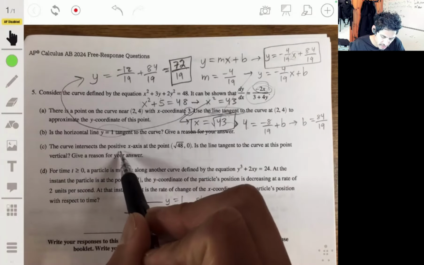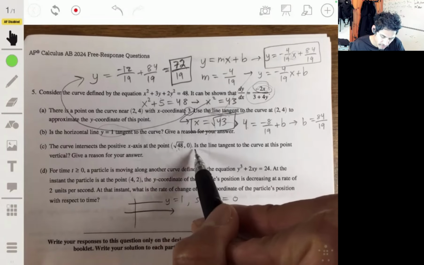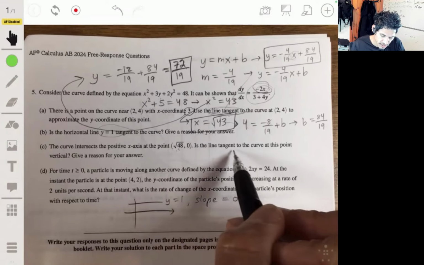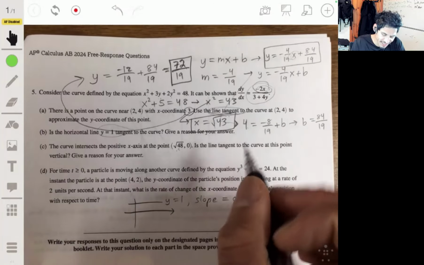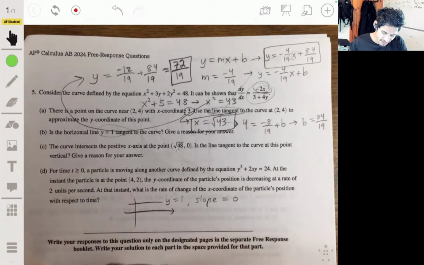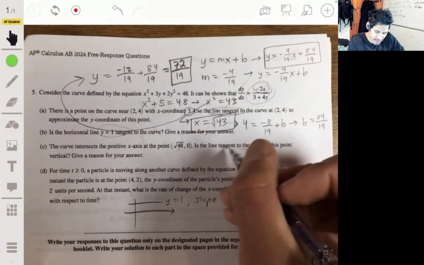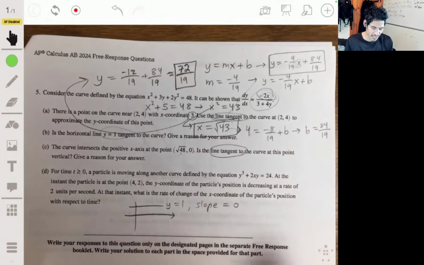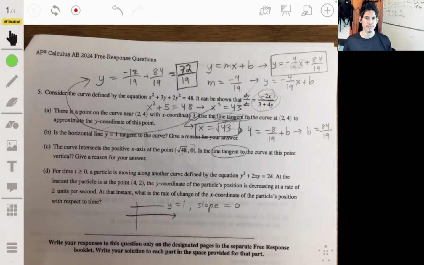The curve intersects the positive x-axis at the point square root of 48. Okay, square root of 48 comma 0. Is the line tangent to the curve at this point vertical? I don't know if I'm reading that wrong, but okay, it's basically saying is there going to be a vertical tangent line at this point? So you're going to have a derivative that's blowing up to infinity.